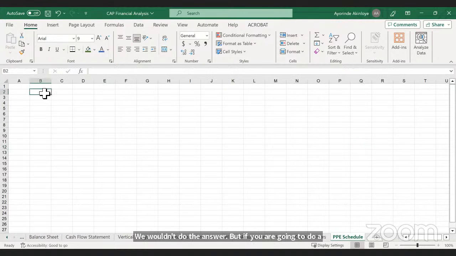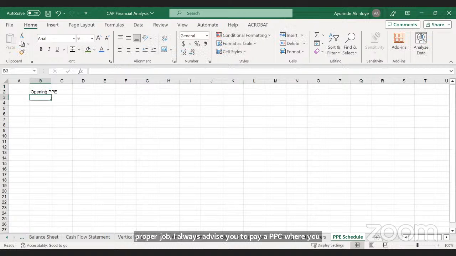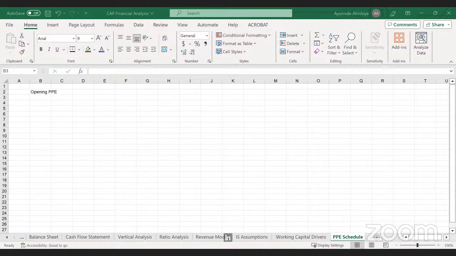where you have your opening PPE. Let me use, give me a minute. Let me open a model. Most recent one. So I will use this to explain.